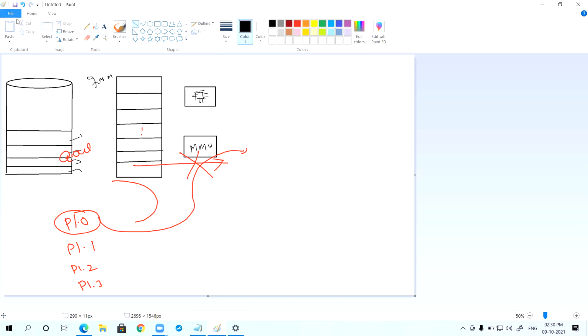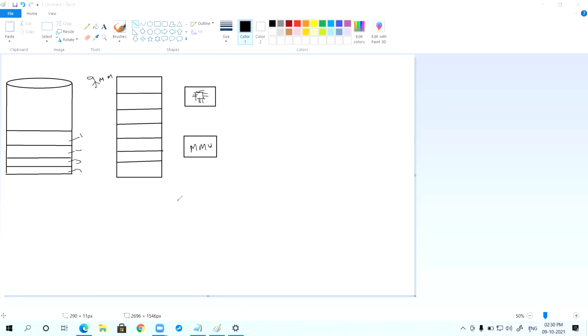My question is: is the entire process going to be loaded, or a portion of the process going to be loaded? Will you agree? A portion of the process is going to be loaded.